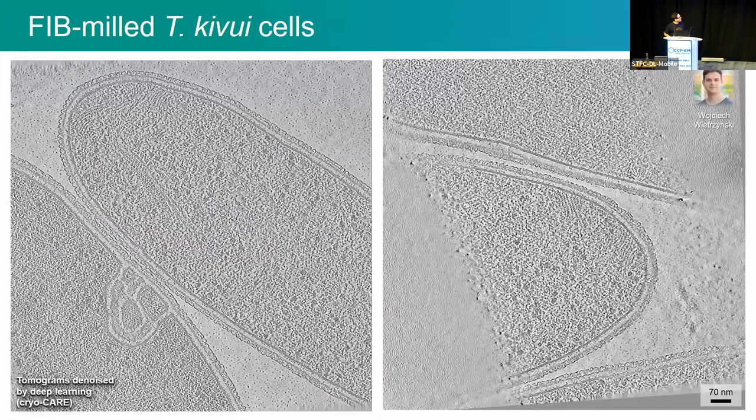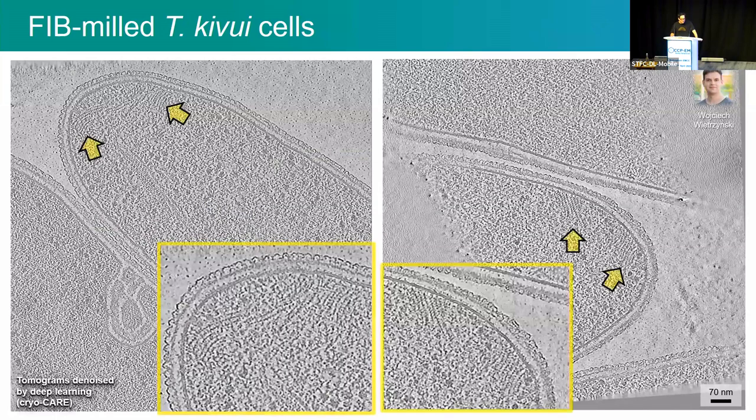What I'm showing here has been denoised using cryoCARE. And if you look towards the poles of the cells, it's not always at the poles, but most often, we have these strings of beads. And then we suspected that these might be the HDCR filaments. And importantly, we have also imaged the mutants where we have deleted the HDCR gene, and we could not find these filaments in the mutants.